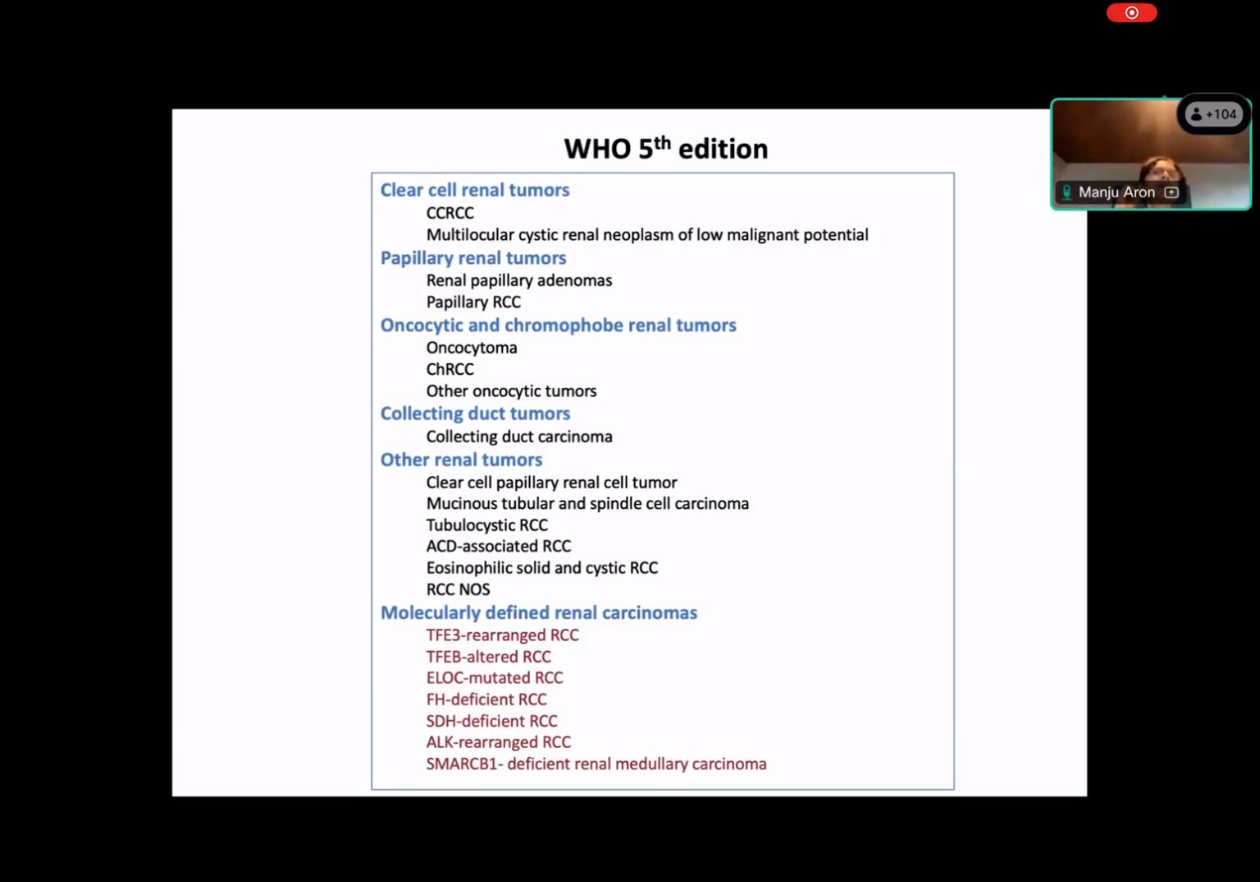And you can see here, this is a table showing the current classification of renal cell carcinomas, and see there is this big group here of molecularly defined renal cell carcinomas, and you have quite a few tumors that have been listed in this particular category. You can look at the morphology, you can do some immunohistochemical stains, but more often than not, you may have to do molecular testing to actually come to these diagnoses.